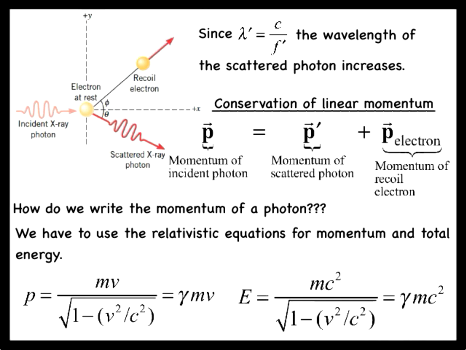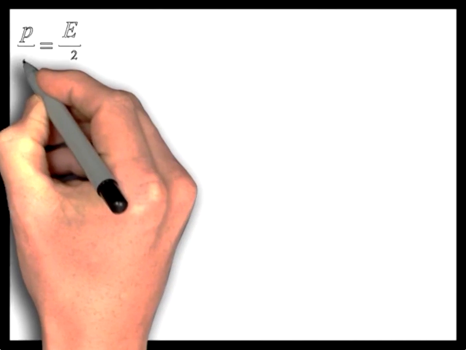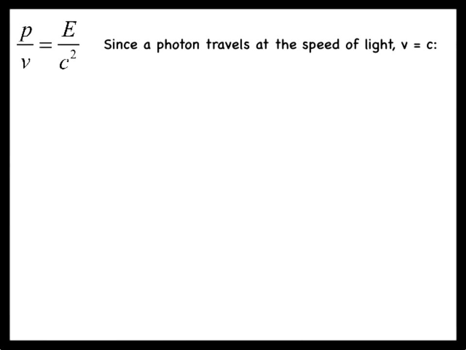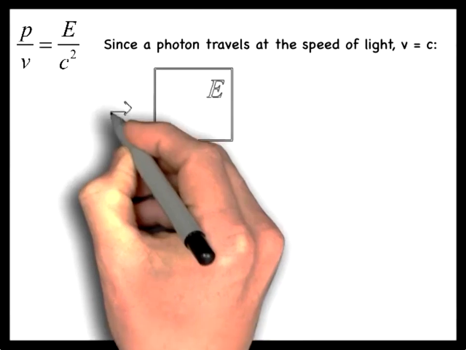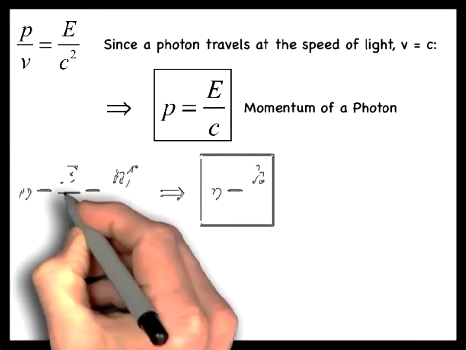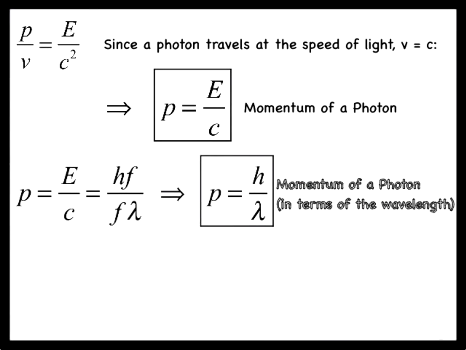Solving each of these equations for gamma m and setting them equal to each other gives the following. Since a photon travels at the speed of light, we set v equal to c and write the final expression for the momentum of a photon. This result only applies to a photon and does not apply to a particle with mass, because such a particle cannot travel at the speed of light. And since E is equal to h times f, and c is equal to f times lambda, we derive the following expression that relates the momentum of a photon to its wavelength.